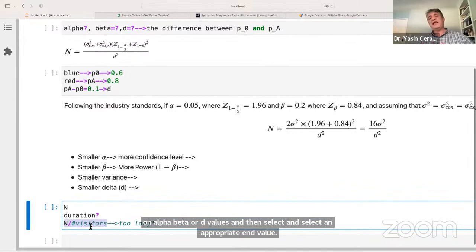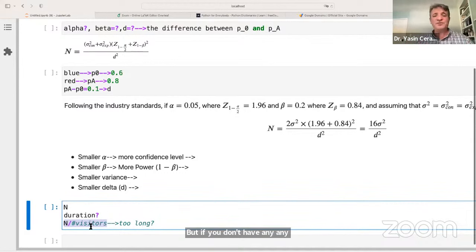But if you don't have any problem with the number of visitors, let's say we ran the experiment with 30,000 people, and I don't have any problem collecting 30,000 people on day one because thousands of people come to my site every day, then what I'm going to do is decide on a duration. In general, the duration is 1 week. I'm going to run this test for 1 week. There is a reason for that.